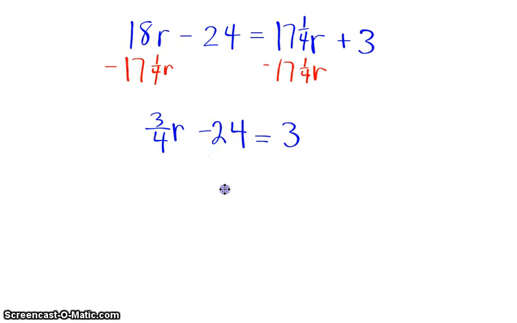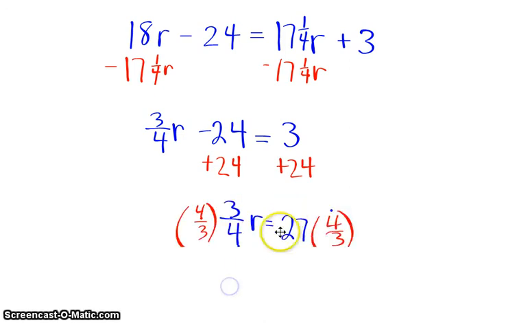The inverse of subtracting 24 is adding 24. Okay. 3 plus 24 is 27. So now we have this 3/4 r. And remember, when we have a rational number, a fraction here, we're going to multiply by the reciprocal. So what happens here is these cancel out, leaving you 1.